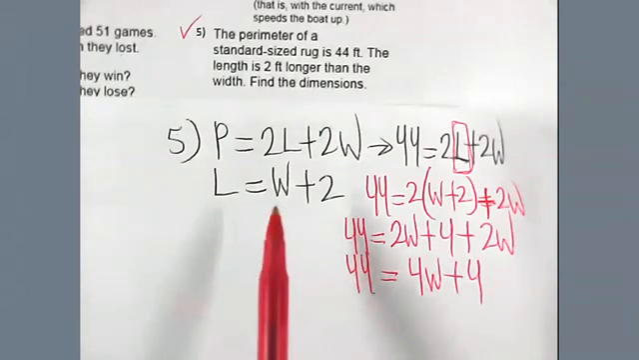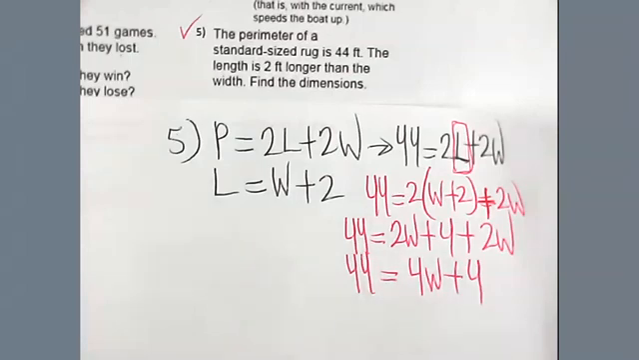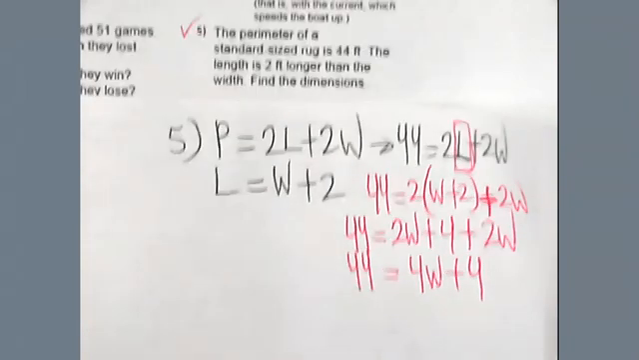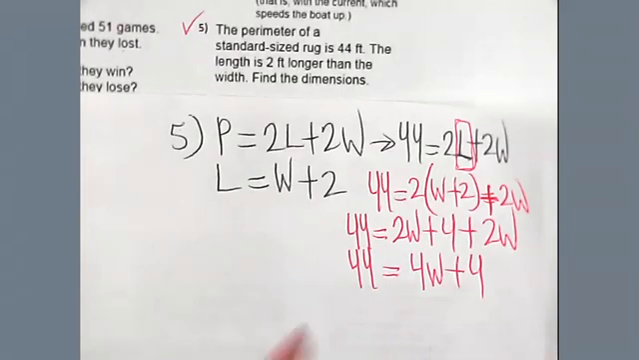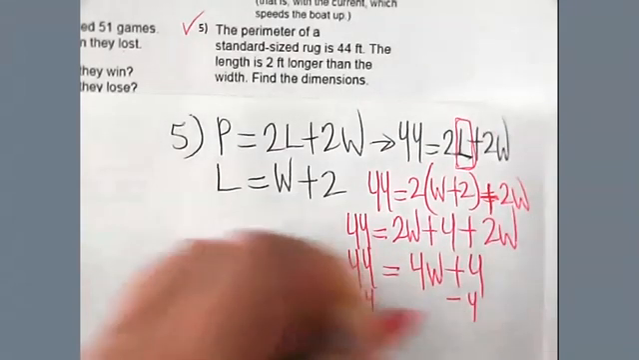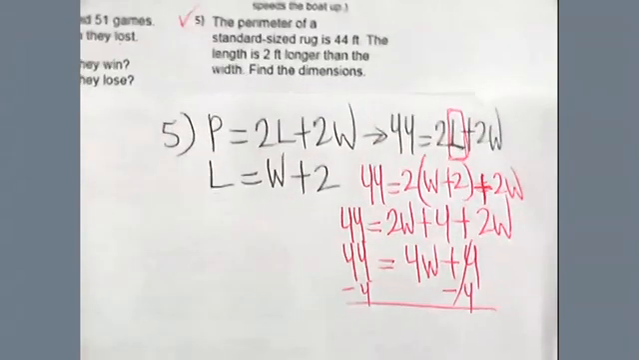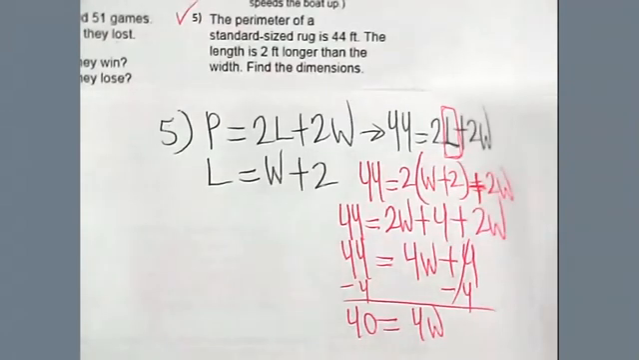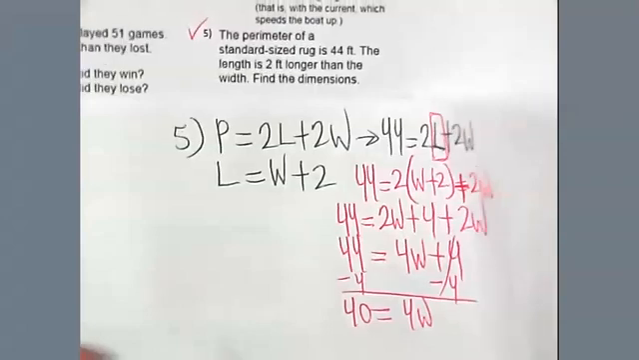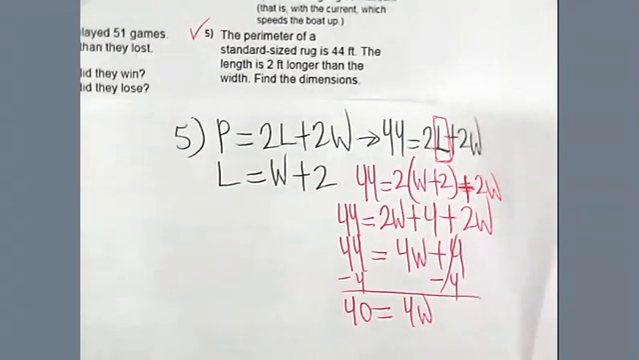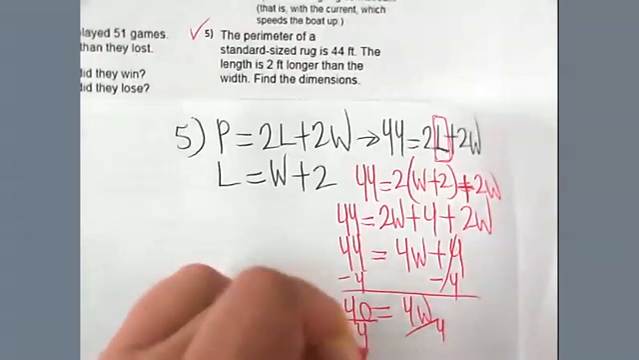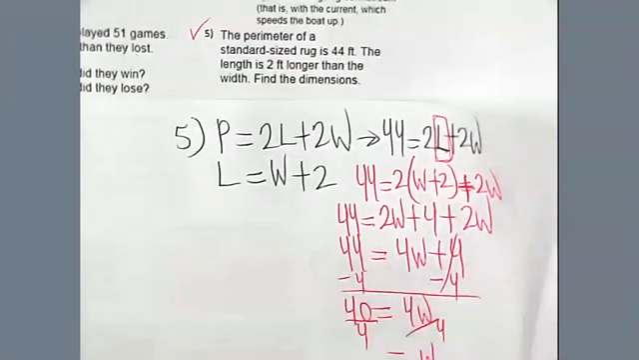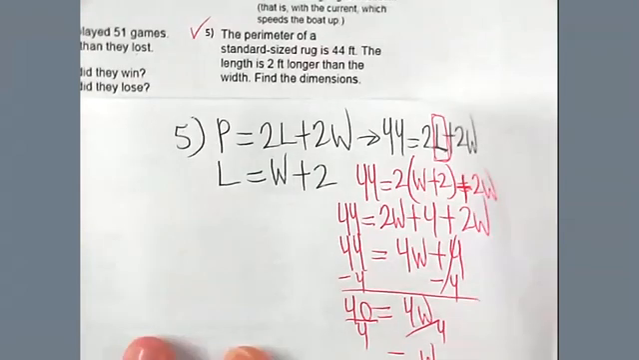Also, if you get a negative answer with this kind of problem, you know that your setup is wrong, because y'all know that length and width have to be positive. Back to our equation, let's subtract 4 from both sides, leaving us with 4W equal to 40. And when we divide both sides by 4, our width is 10 feet.